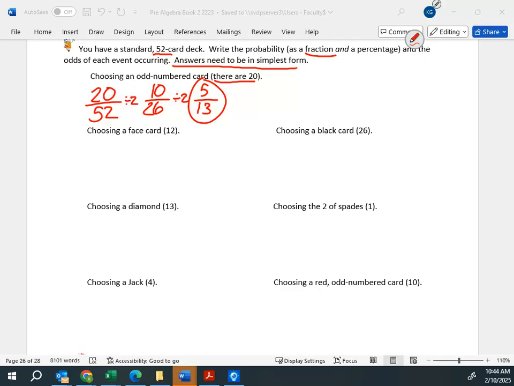Now I need to write a percentage. So what would my percent be? Hadley? How did you get 38%, Hadley?